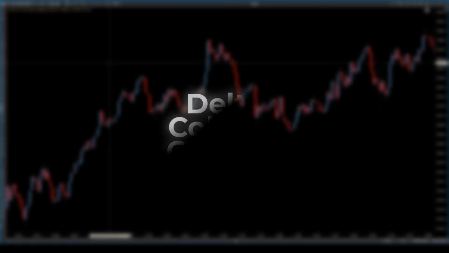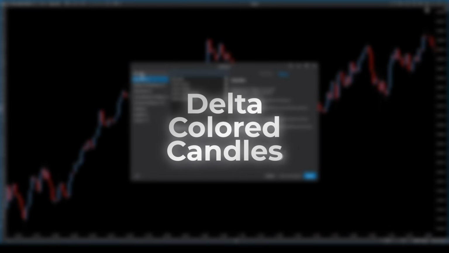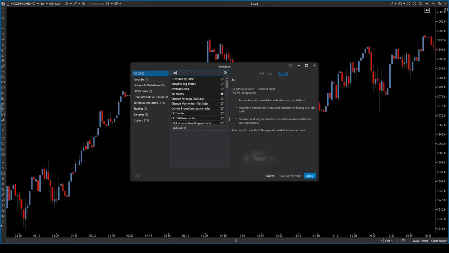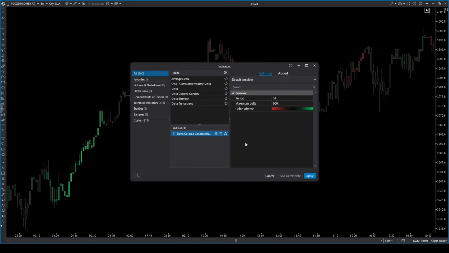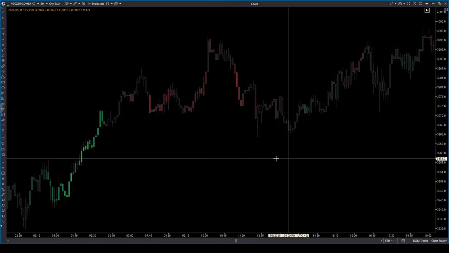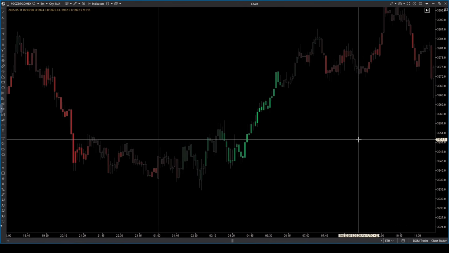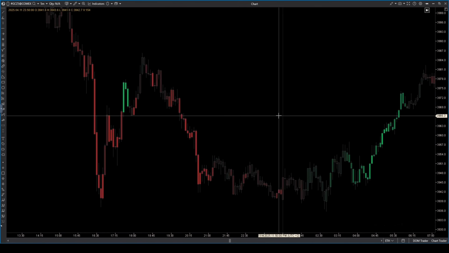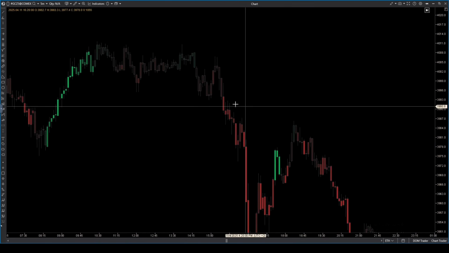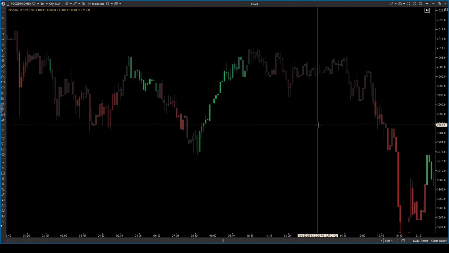Third place goes to delta-colored candles. Delta-colored candles is a universal, visual, and immediately understandable tool. It literally colors the market with the emotions of buyers and sellers, brings charts to life, and helps you feel the rhythm of the market. Suitable for all traders, especially visual learners.